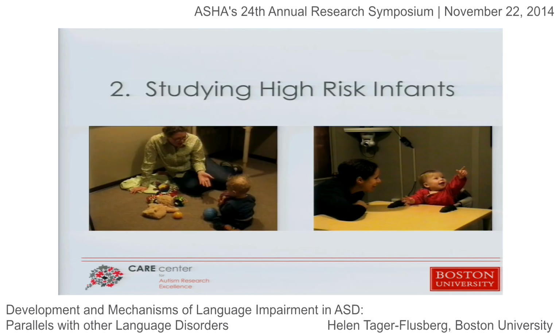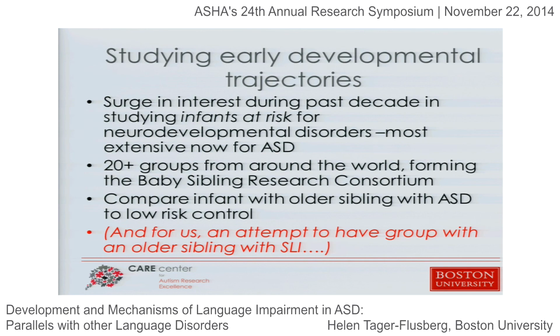Okay, let me turn now to studying high-risk infants and what we mean by that. And the rest of my talk is going to focus in on this population. So there's been a surge in interest in the autism world in the past decade to study infants at risk for neurodevelopmental disorders. I mean, almost all the work is on autism. There are more than 20 research teams now from around the world. We actually all sort of get together.